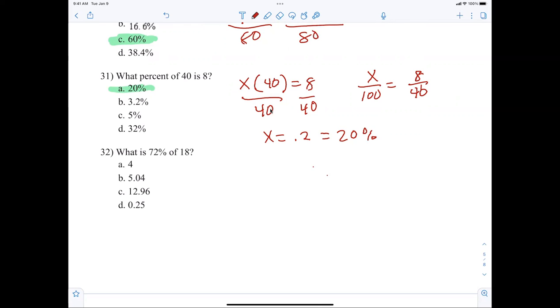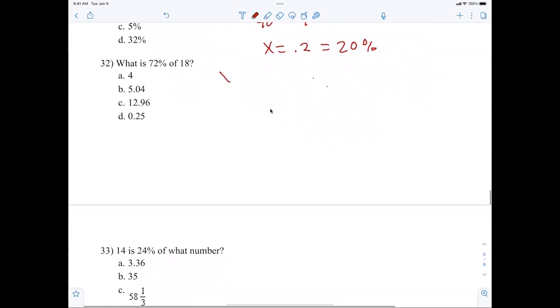All right, and finally, number 32. X equals 72% of 18. All right, everybody's good with that? So the correct answer has to be what? Is it 12.96? Help me out. 0.72 times 18. I don't have my calculator. Yeah, I think that's correct. Now, if you're not sure, you've got to speak up now.